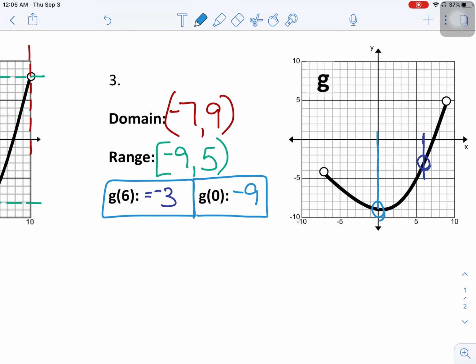All right, so what was the plan for today with this video? Talk about domain and range from a graph. We've done that. Little bit of function notation in there, again, from a graph. So hopefully this has helped a little bit with domain and range when you have a graph being given to you.